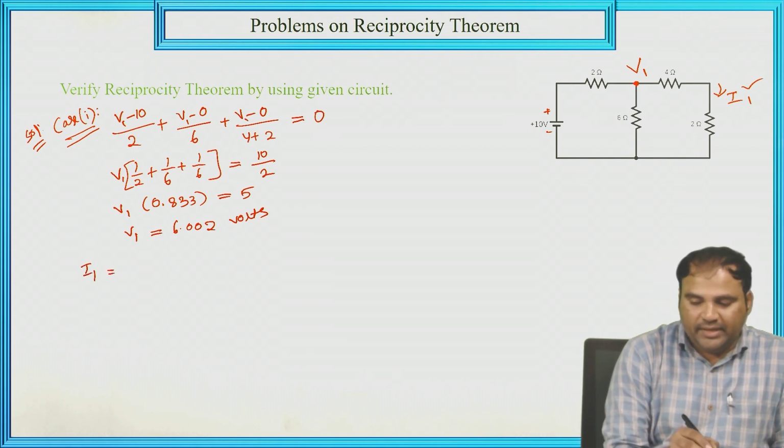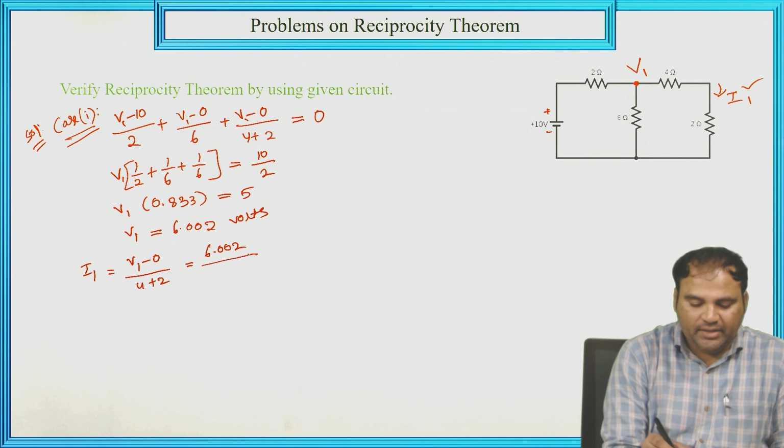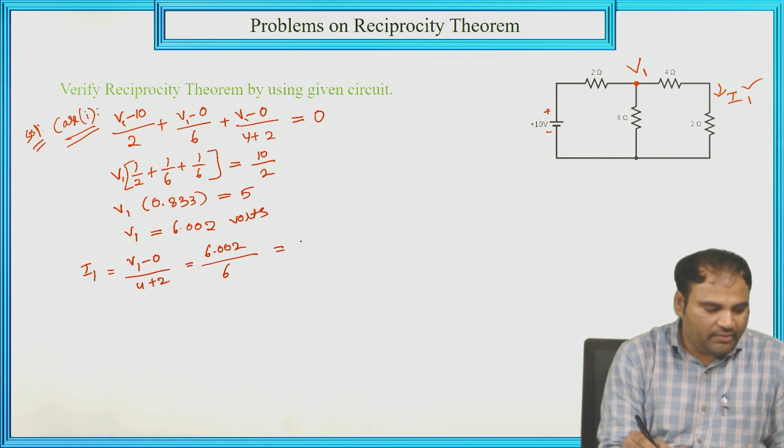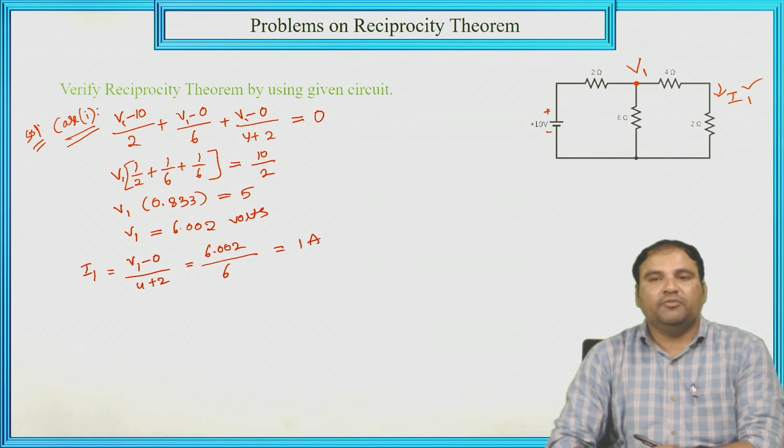So I1 is equal to V1 minus 0 divided by 4 plus 2. What is V1? 6.002 divided by 4 plus 2, which is 6. So here we'll get 1 ampere as the I1 value. So I1 is equal to 1 ampere.